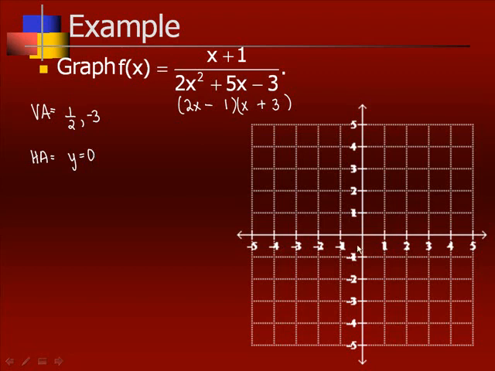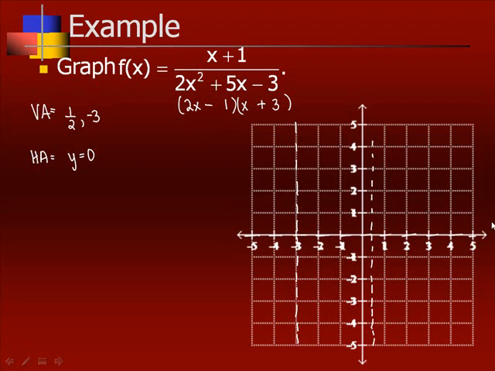So we've got x equals 1/2, which would be right through here. We've got x equals -3, which is going to be, I know that's probably hard to see, right through here. We've got a horizontal asymptote of y equals 0, which is right through there.